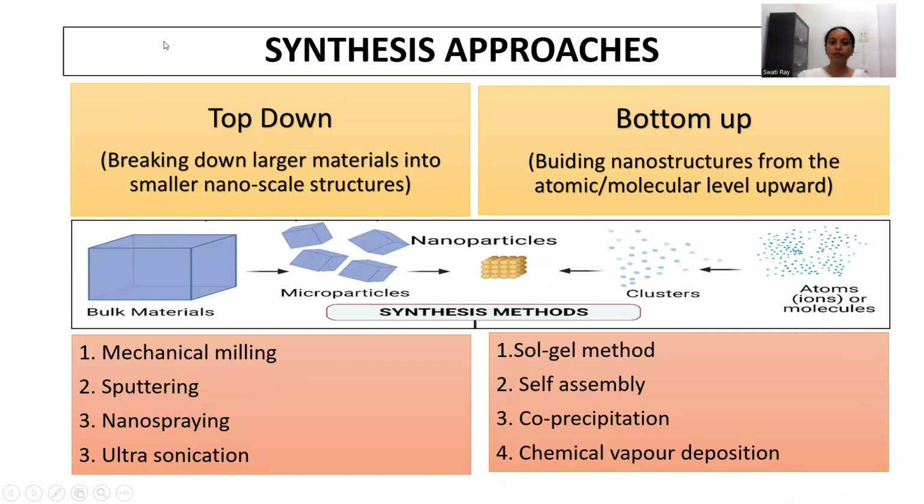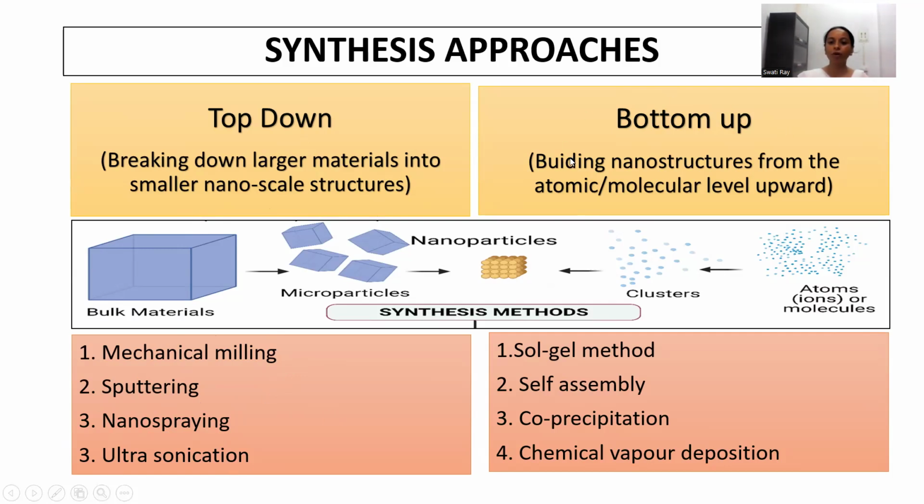Now let's understand what synthesis approaches exist for the development of nanoparticles. We can develop nanoparticles using top-down approaches and bottom-up approaches. So what is the top-down approach? The top-down approach basically involves breaking down larger materials into smaller nanoscale structures. Examples of top-down methods are mechanical milling, sputtering techniques, nanospraying, and ultrasonication.